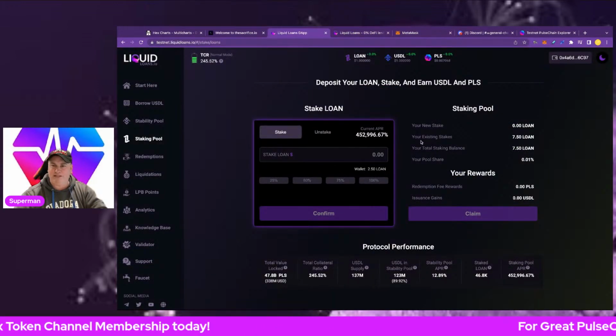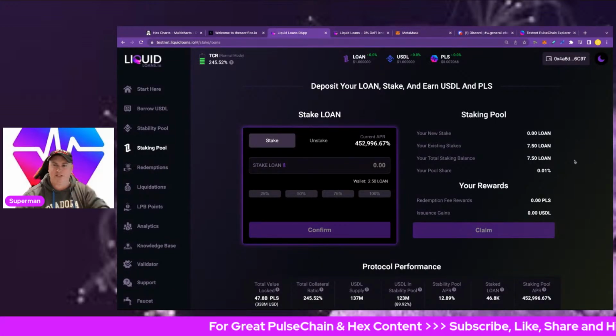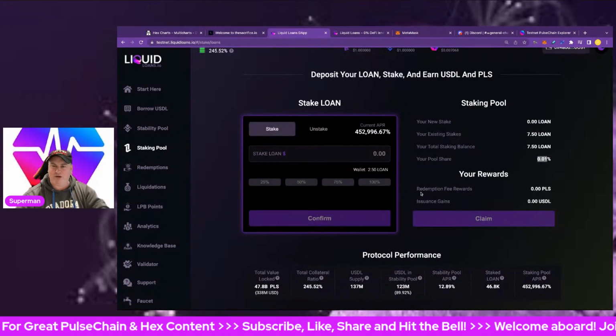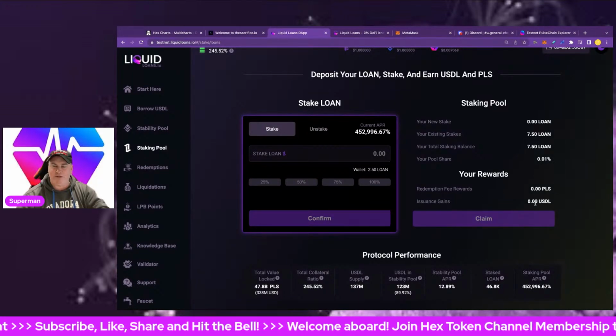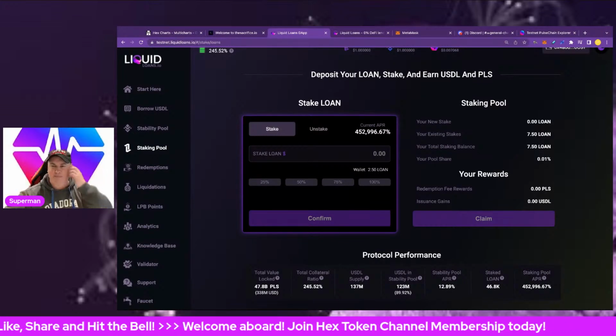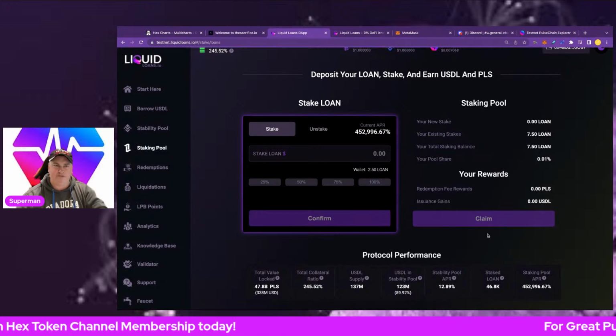Away to go. There is your existing stake now, it's 7.5. So let's increase that. I'm just zooming in on this so I can see it a bit easier. And of course, there is our share. Now we're going to start earning redemption fee rewards of Pulse and issuance gains of USDL. So when people stake the PLS, get USDL, it's going to be really, really cool. So we're going to come back and see whether we can claim that. That button's going to go live soon, I think.